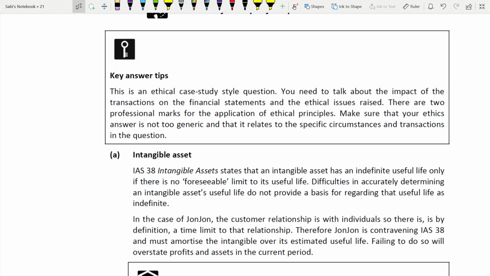But before answering, let us go through some key answer tips, because these are very important from the examiner's point of view. Okay, this is an ethical case study style question. You need to talk about the impact of the transactions on the financial statements and the ethical issues raised. There are two professional marks for the application of ethical principles. Make sure that your ethics is not too generic. Don't give your ethics answer in a general way. You have to be very specific to the case study. For example, when you're writing ethical issues, you have to mention especially the intangible assets, the impairment, and the fair value. Okay.